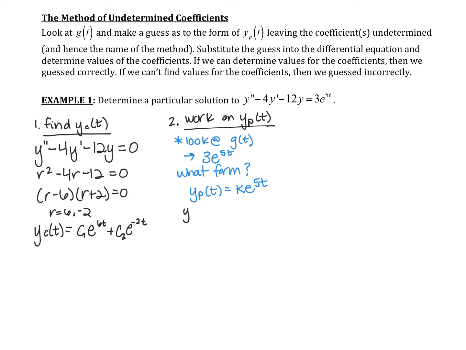So here's what I'm going to do. If I'm going to call my particular solution k e to the 5t, the problem is I need to know what this k is in order to use this solution. So I'm going to take the derivative. y prime, with a chain rule in there, is 5k e to the 5t. And y double prime is 25k e to the 5t.